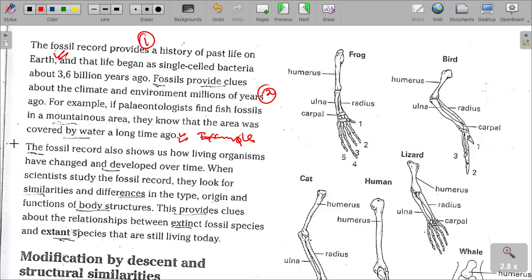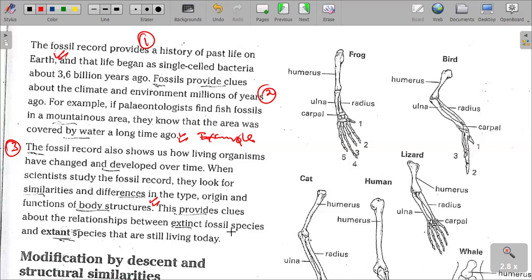Again, number three, the fossil record also shows us how living organisms have changed and developed over time. When scientists study the fossil record, they look for similarities and differences which may exist in the type, origin, and functions of body structures. This provides people with clues about the relationship between extinct fossils and extant organisms that are still living.